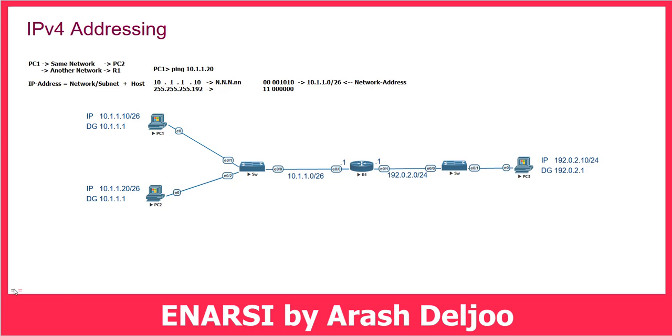Let me show you here the first, PC1 IP address, 10.1.1.10. If you convert this IP address to binary, the result is 0 0 0 0 1 0 1 0 dot, after that 0 0 0 0 0 0 0 1, again dot, again 0 0 0 0 0 0 0 1, and finally 0 0 0 0 1 0 1 0. This is the 10.1.1.10. Okay, let me show you 10.1.1.20.